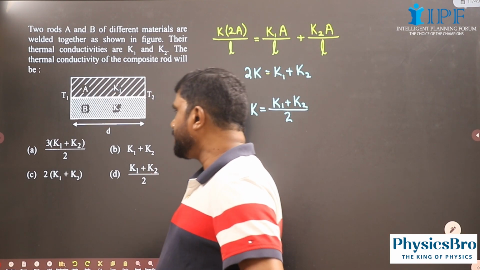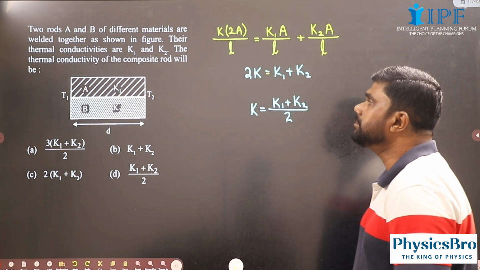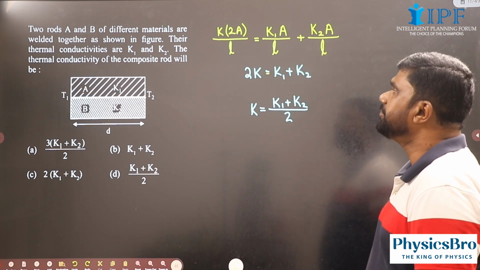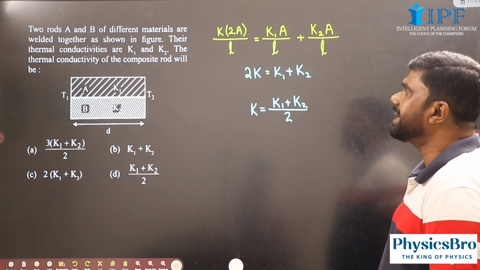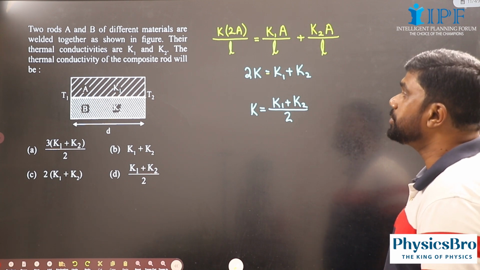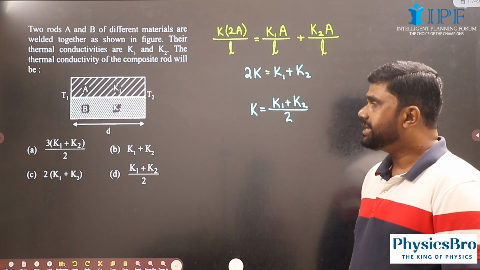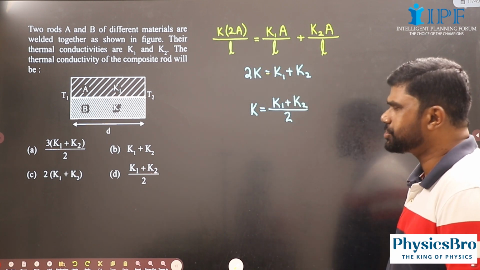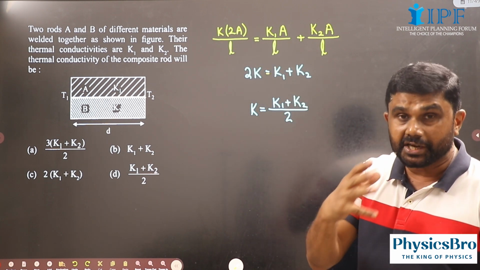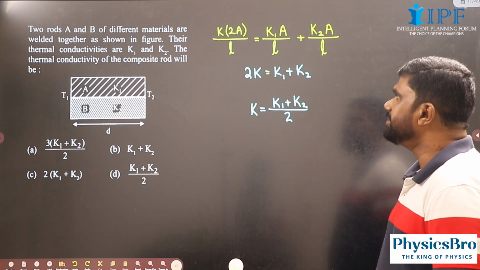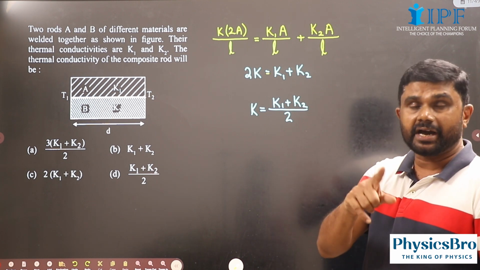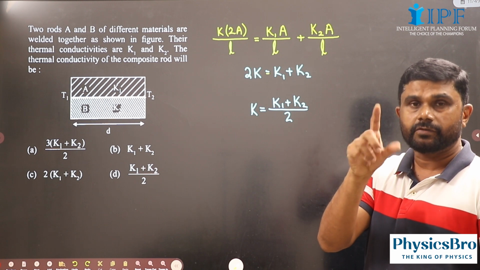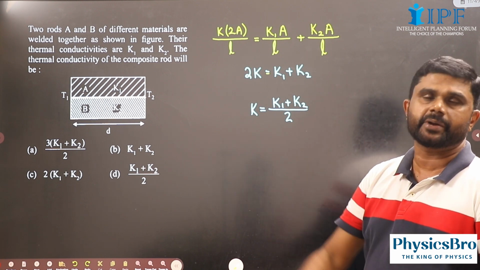Now let's see what we have next. Two rods, say A and B, of different materials are welded together as shown. Their thermal conductivities are K1 and K2. Find the thermal conductivity of the composite rod. Here the two rods are welded together in parallel. When two conductors are connected in parallel, just like in electricity, 1 by R equals 1 by R1 plus 1 by R2.